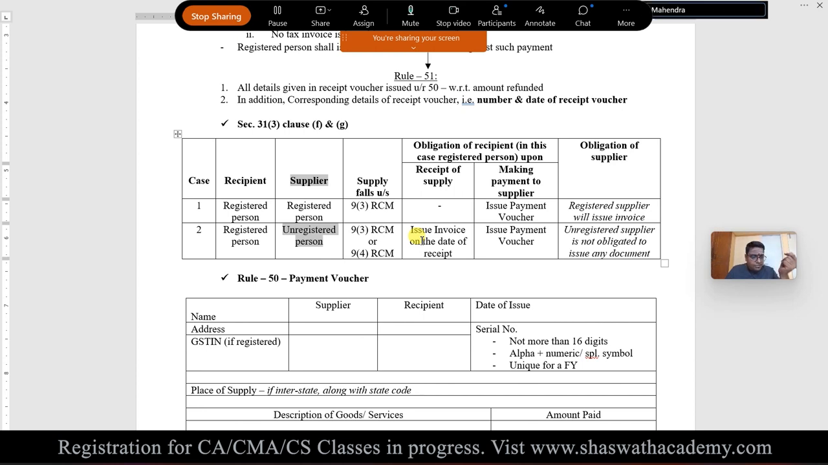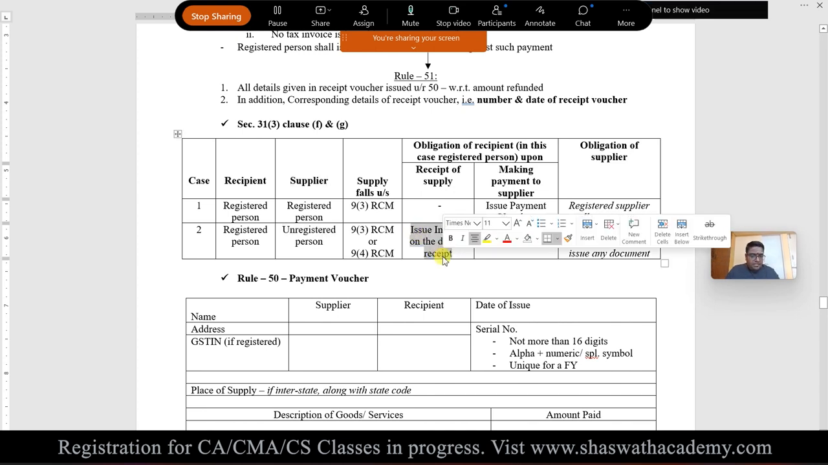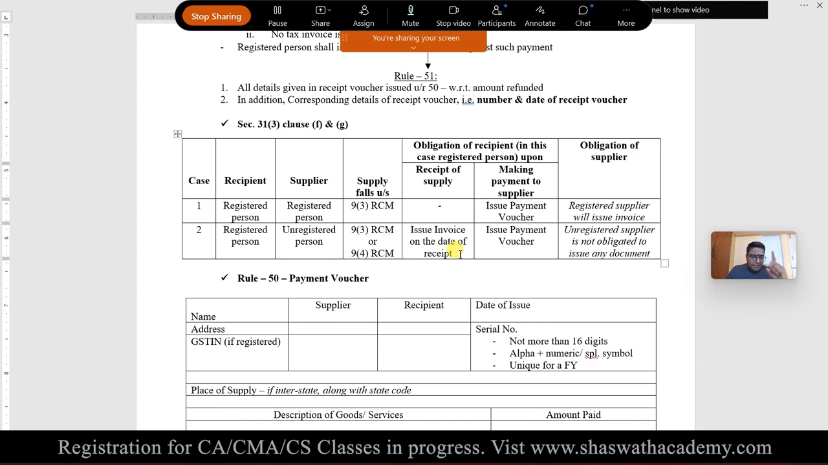Everybody, my dear brothers and sisters, focus here. What it means is that the unregistered person can't issue this, so I have to issue a self-invoice. Sir, when do I have to issue the self-invoice? At the end of a month. For the entire month, if I issue one consolidated tax invoice, that is more than sufficient. Are you all with me, my dear? Is it clear?